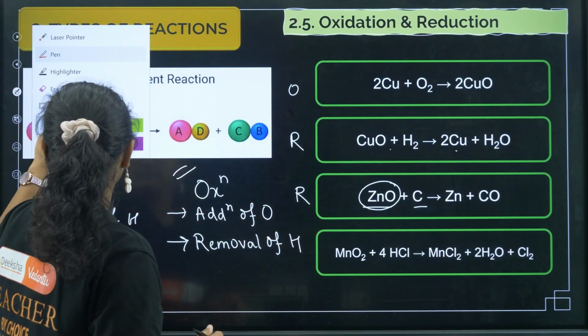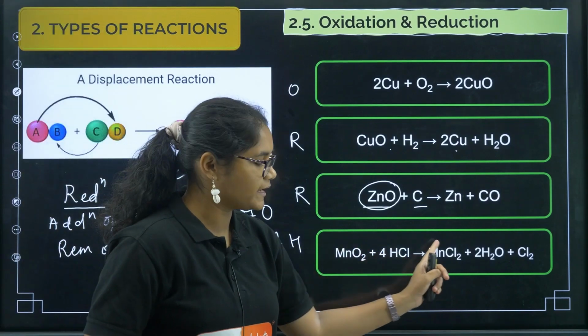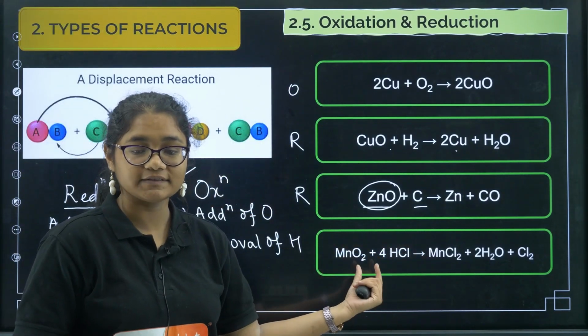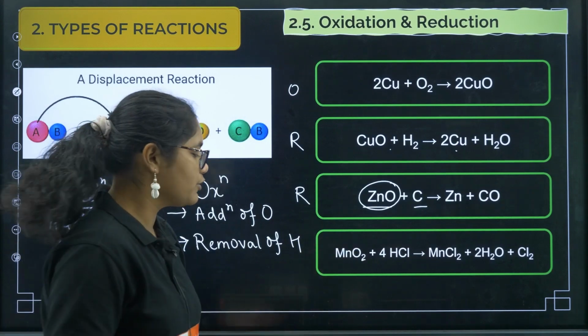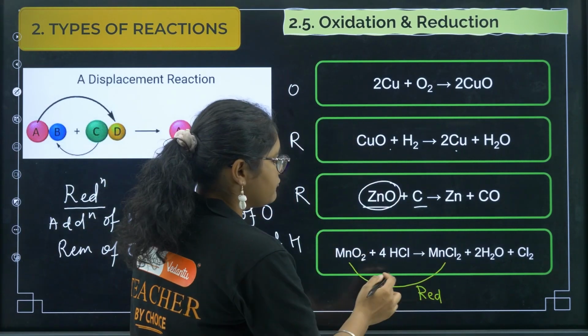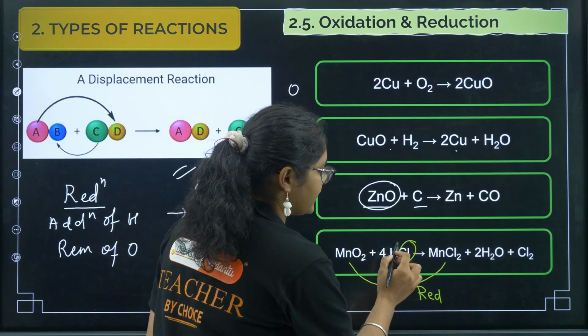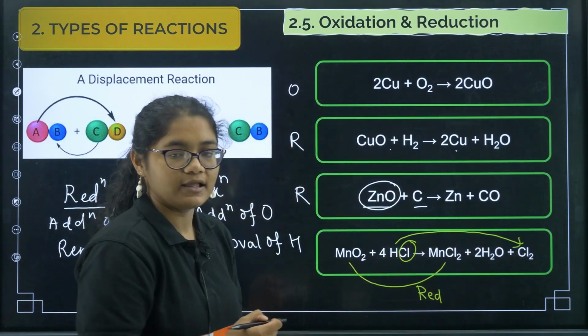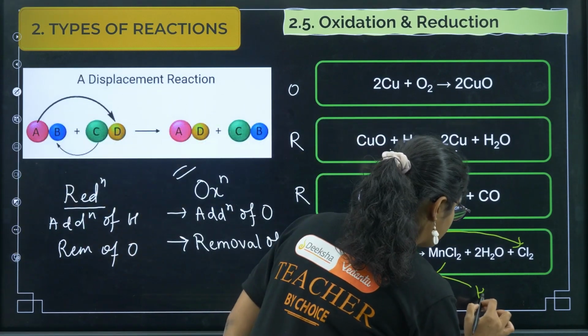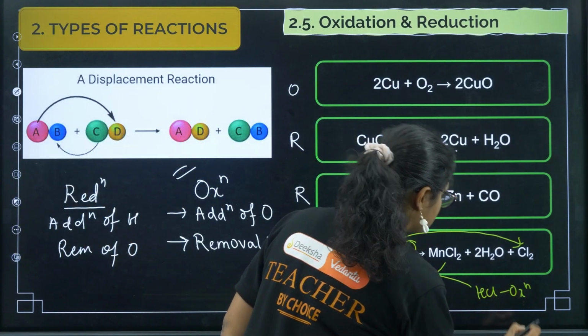So if you see in this one, MnO2 and HCl giving MnCl2, right? MnO2 to MnCl2, what has happened? Oxygen has been removed, right? So removal of oxygen means this is reduction, okay? Now if you see chlorine here, from HCl to Cl2, what has happened? From HCl, hydrogen has been removed.